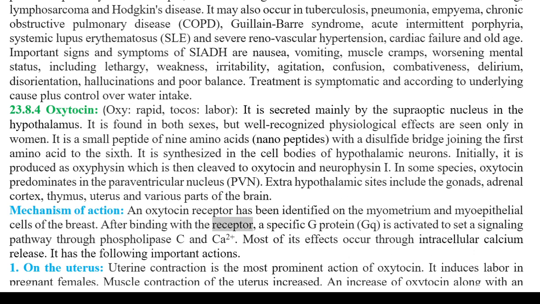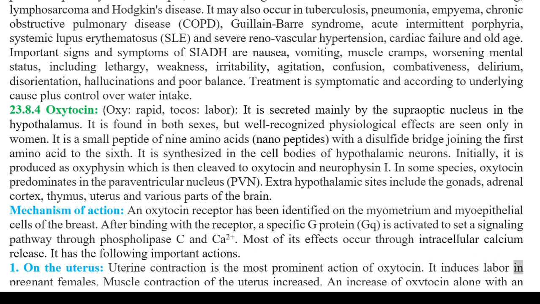After binding with the receptor, a specific G protein, Gq, is activated to set a signaling pathway through phospholipase C and Ca2+. Most of its effects occur through intracellular calcium release. It has the following important actions. 1. On the uterus, uterine contraction is the most prominent action of oxytocin.